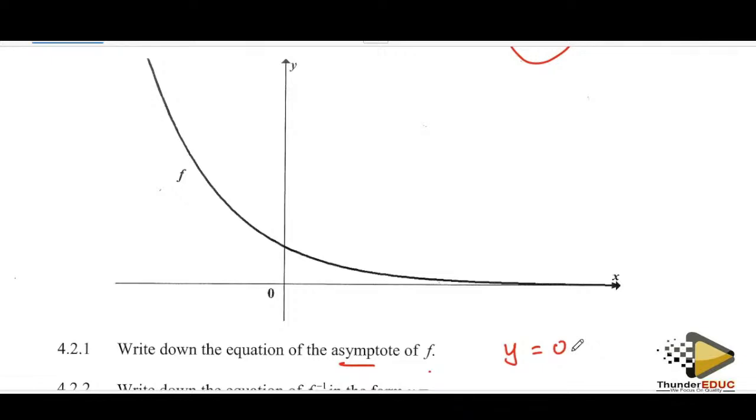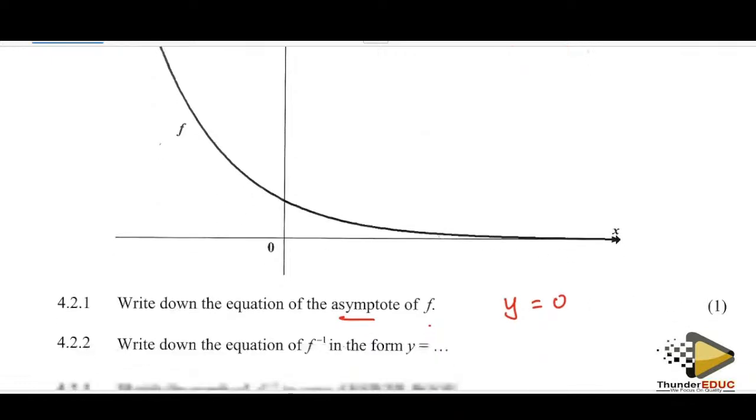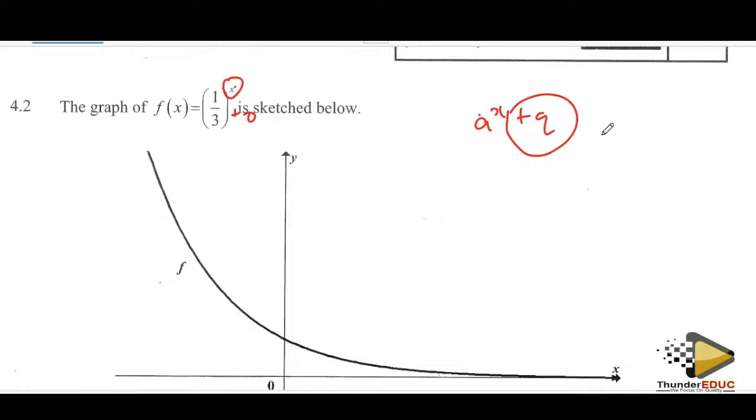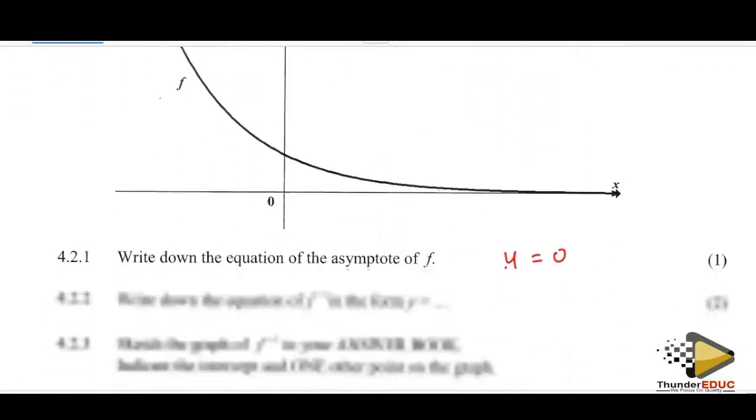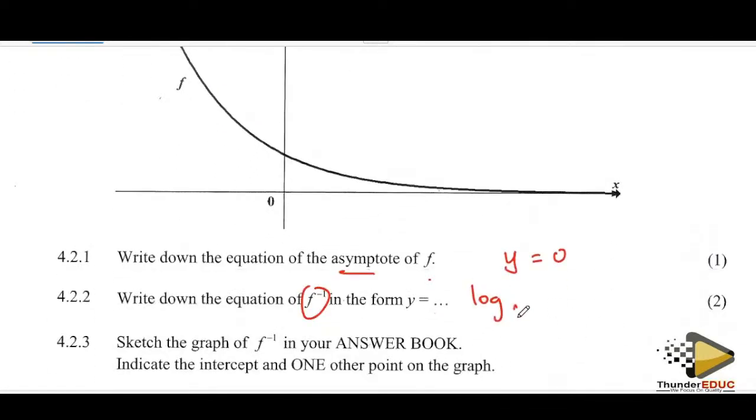Then 4.2.2, they want us to get the equation of the inverse, f to the negative 1. Don't stress, guys. Remember, if it's exponential, the inverse must be the log. If it's a log, 1/3 will be our base. So just say log base 1/3 of x. So y is equal to log base 1/3 of x, and that is our inverse.